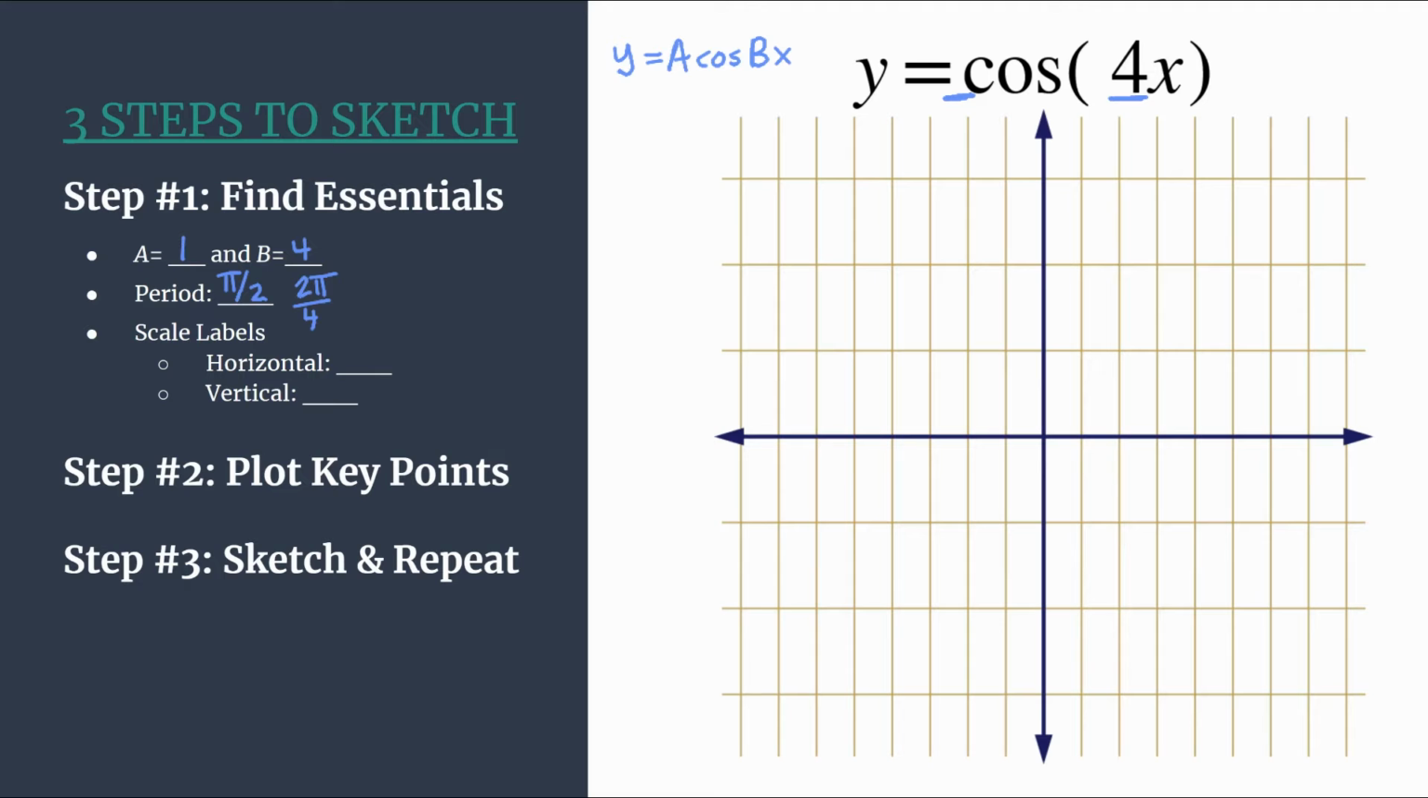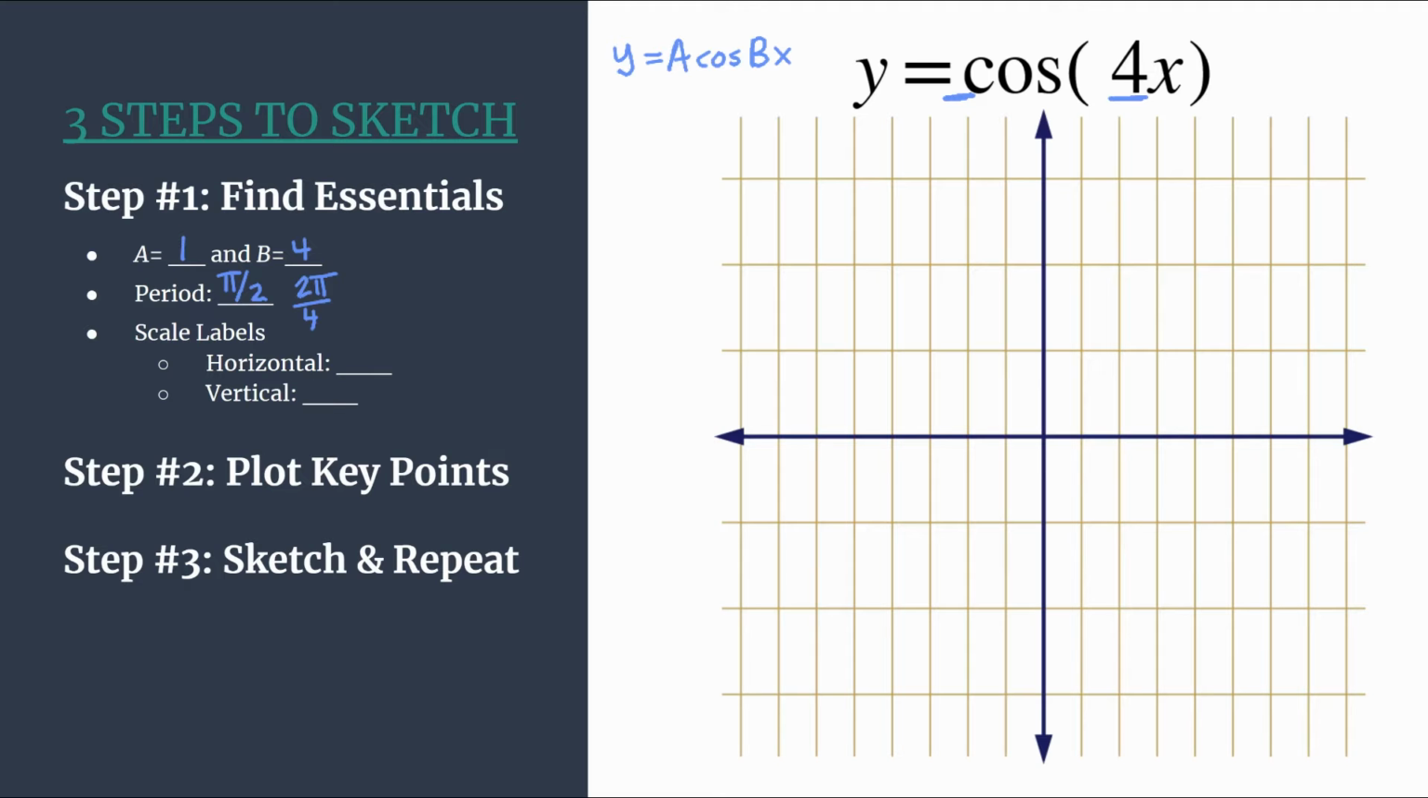That should also be consistent with what we just said about b. We said 4 cycles of our graph should happen between 0 and 2 pi. So it makes sense that one cycle would happen in pi over 2. That's a quarter of 2 pi. All right, so we have that.